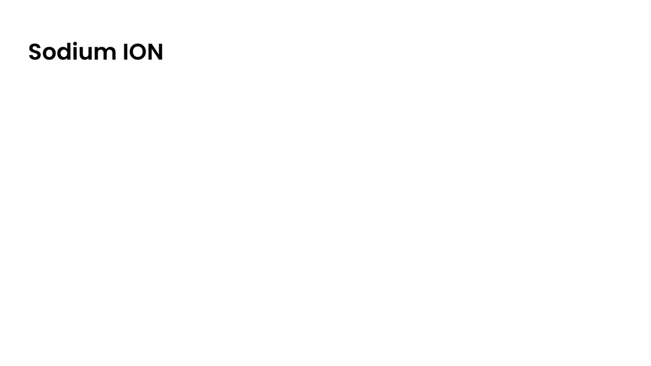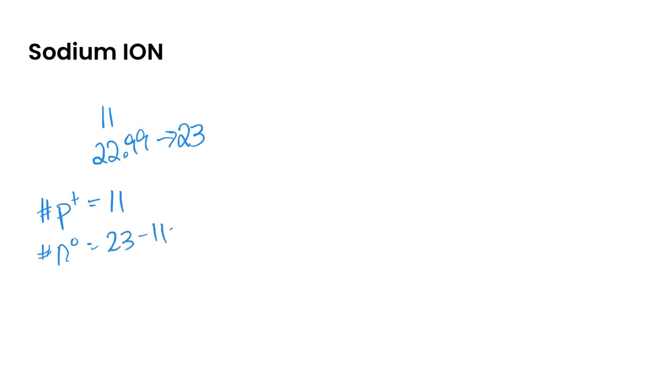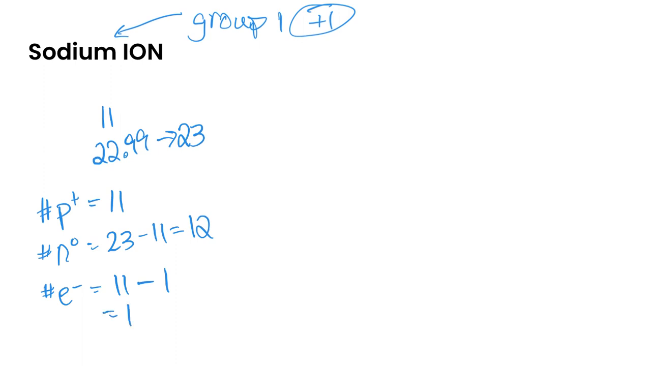So let's look at a couple of examples, and let's start with a sodium ion. Remember, sodium has an atomic number of 11 and an atomic mass of 22.99, so its mass number would be 23. So what does that mean? Our number of protons is our atomic number, which is 11. Our number of neutrons is our mass number of 23 minus 11, so that gives us 12. And now for our number of electrons, we need to take our number of protons and subtract the charge that a sodium ion would have. Because sodium is in group 1, it's going to form a +1 charge. So we're going to subtract 1 from 11, which means we need 10 electrons in our Bohr-Rutherford diagram.